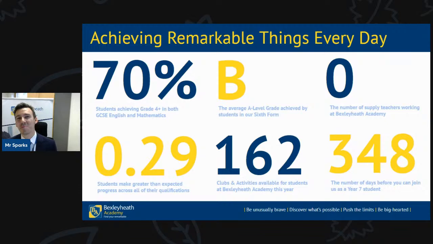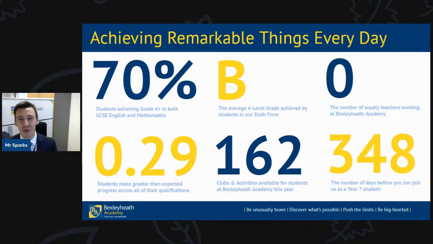162 is the number of clubs, extracurricular clubs and activities and enrichment activities and opportunities that students have access to across the year. And that's not all in one term, and you'll see what I mean by that in a moment. But yeah, students have a wide range of different clubs and societies that they can join in this school. And most of our students take part in at least one extracurricular club or activity a week.